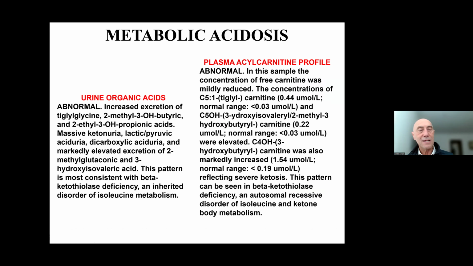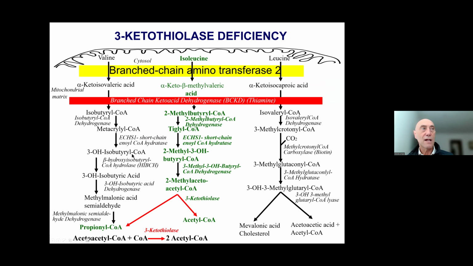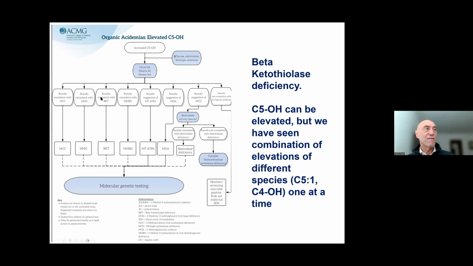Why are these organic acids and acylcarnitines elevated? Again, this enzyme has two jobs. One, to participate in the breakdown of ketones. The second one is to participate in the metabolism of isoleucine, giving rise to the abnormal metabolites that we see in the urine. Again, this is one of the conditions that cause elevated C5OH carnitine, called BKT, beta-ketothiolase deficiency. Again, in most cases, you have an elevation of different acylcarnitines. Our experience has been that some patients have elevated C5OH only, some patients have elevated C5:1 only, some patients have elevated C4OH only, and some patients have sometimes elevation of one, sometimes elevation of another.